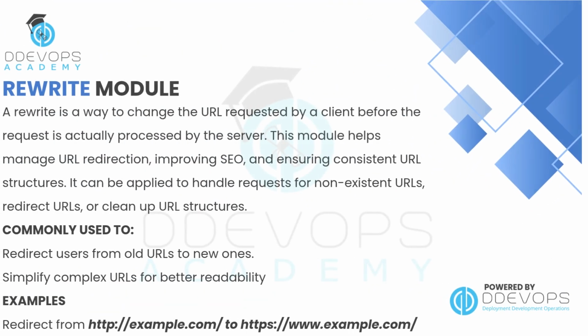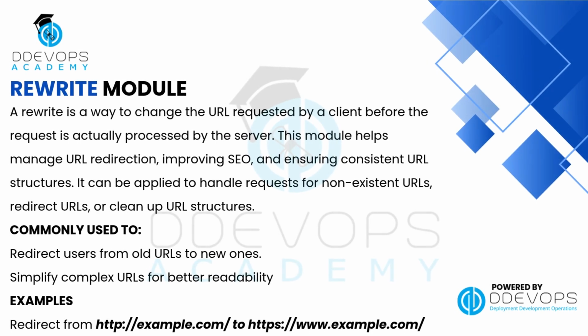Rewrite module. A rewrite is a way to change the URL requested by a client before the request is actually processed by the server. This module helps manage URL redirection, improving SEO, and ensuring consistent URL structures. It can be applied to handle requests for non-existent URLs, redirect URLs, or clean up URL structures. Commonly used to redirect users from old URLs to new ones, and to simplify complex URLs for better readability. Examples have been included for your reference.